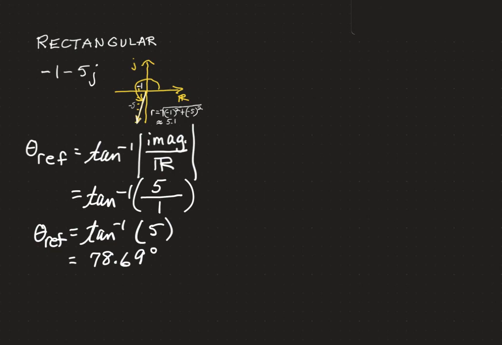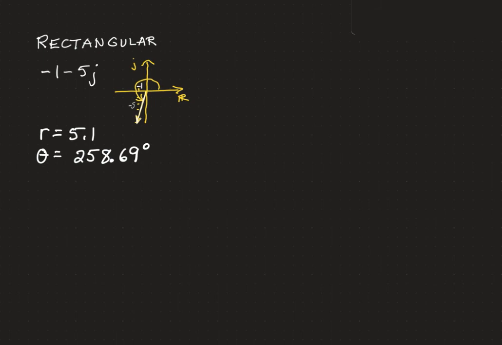As you see from my small diagram there, this is not in the first quadrant. Therefore, I have to add this reference angle to 180 degrees. So let me just do this right here, plus 180 degrees. And that gives us a final angle of 258.69 degrees. So I have found my R value. I have found my standard angle. I'm ready to write out the polar form. If I went through any of that too quickly for you, just stop the video, back up, watch it again.